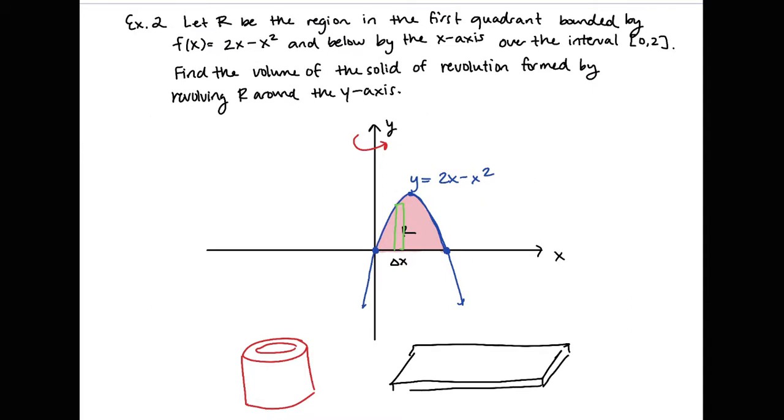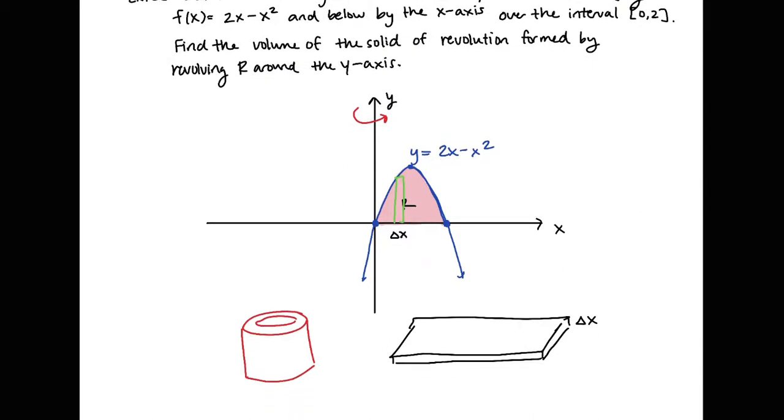Just quick sketches are okay here. They don't need to be works of art, as Bob Ross would say. Okay, so delta x, the thickness, and let's look at how tall the cylinder would be. The cylinder is going to be the height of the rectangle, which looks like it will be a point on our curve, 2x minus x squared.